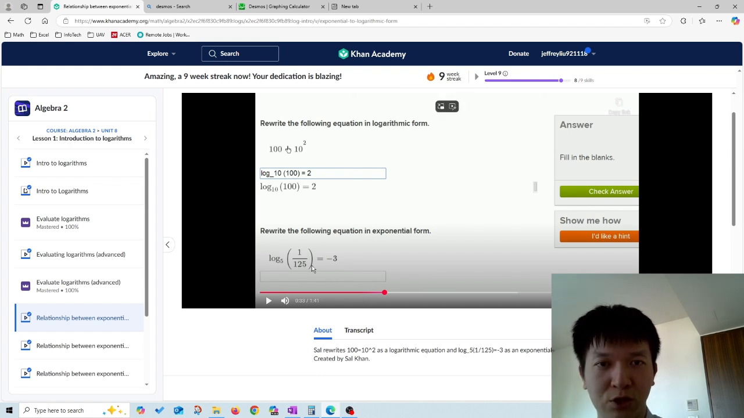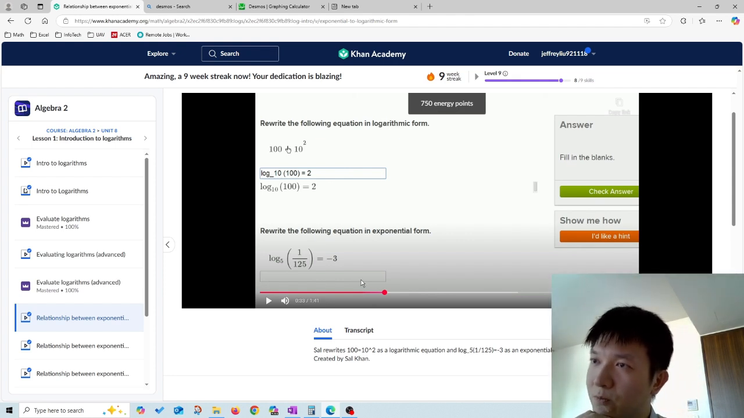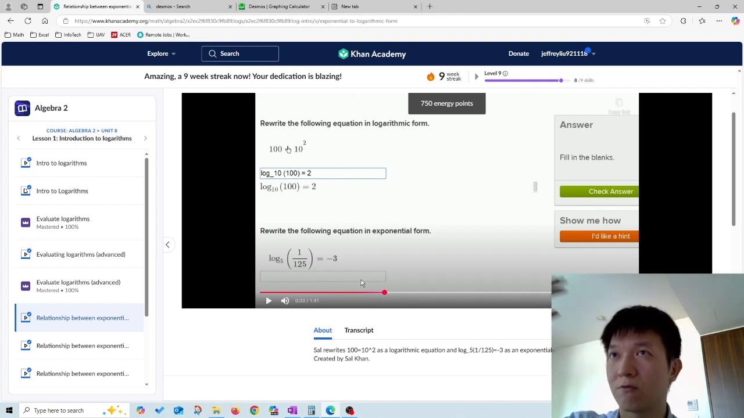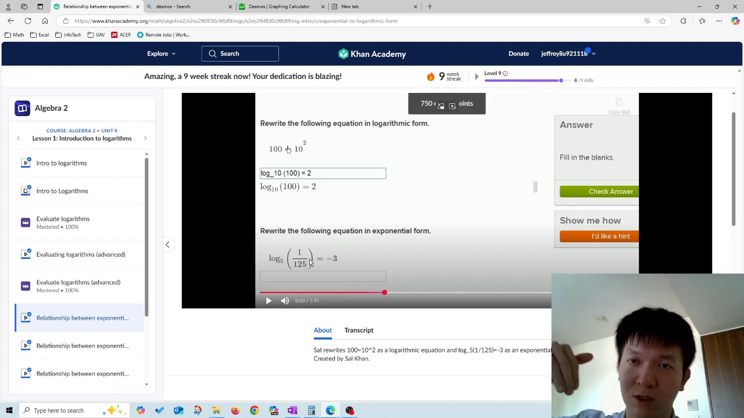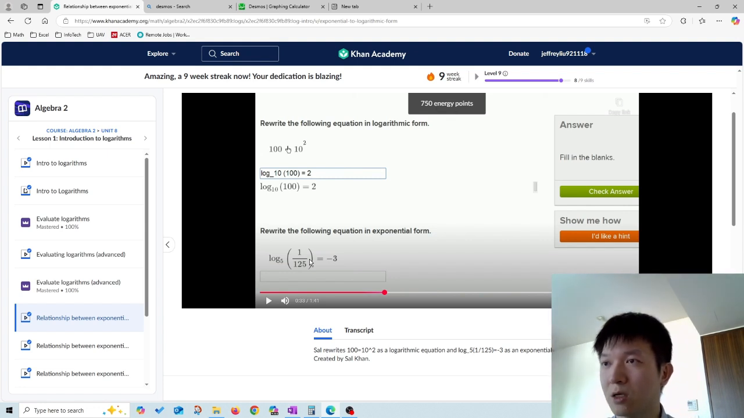Now we try to get that into exponential form. So 5 to the power of -3 equals 1 over 125, because 5 to the third power is 125, but it reverts to the denominator because we take the negative sign.